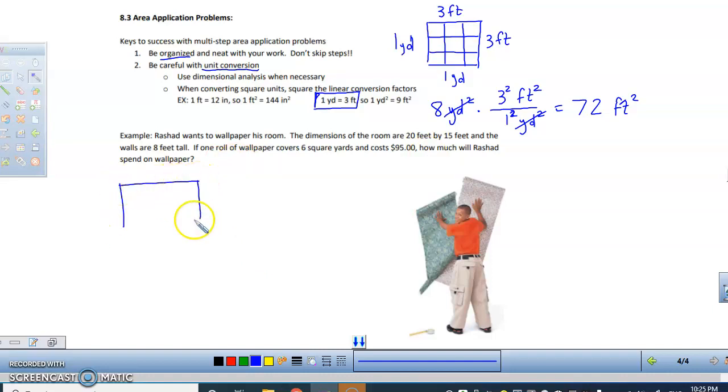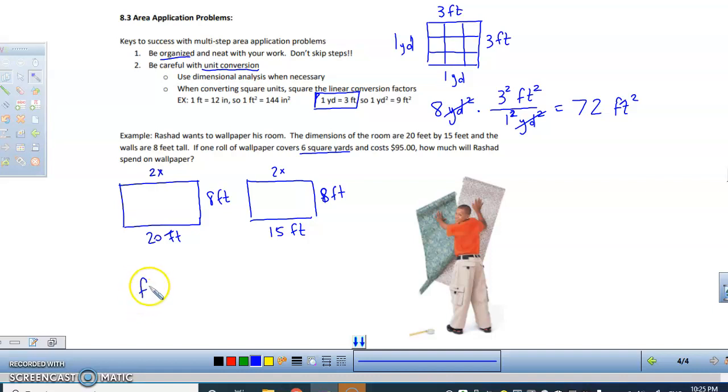So if I draw a wall, that wall is going to be 8 feet tall. And then one of the walls is going to be 20 feet. Okay, another one of the walls is going to be 8 feet tall and 15 feet. And if you think about just a normal room, there's going to be 2 of these and there's going to be 2 of these. So you're going to have that much area and that much area, and we're going to convert that because we're going to buy stuff in square yards.